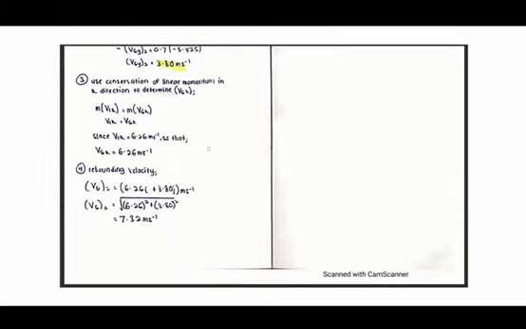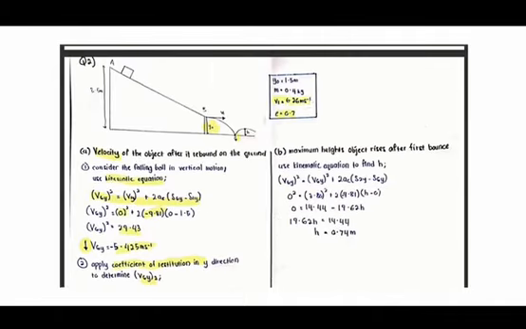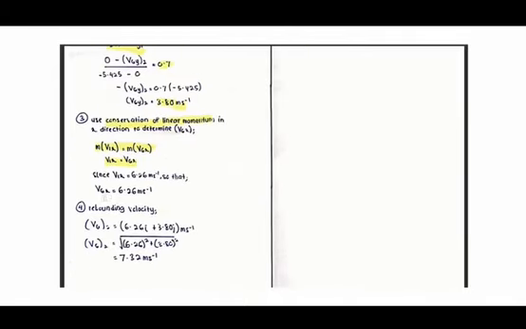Moving on to step 3, we use conservation of linear momentum in x direction to determine vgx. The equation is m v1x equal to m vgx. Since m has the same value, we can remove it and we have v1x equal to vgx. Since v1x is equal to 6.26 from here, vgx is also 6.26 meter per second.